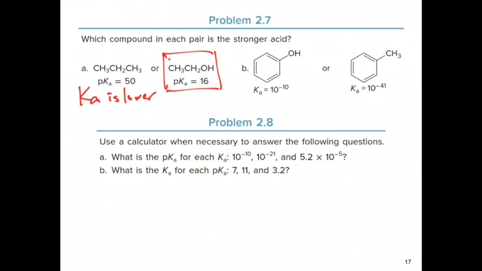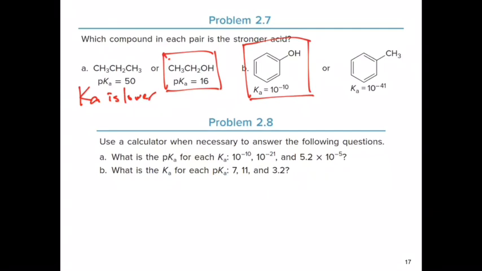For the second one, we have Ka values this time. When it comes to Ka, the higher the Ka value, the stronger the acid. If you're comparing the two here, this one is 10 to the negative 10 versus 10 to the negative 41. So this is the larger Ka value, which is the stronger acid.